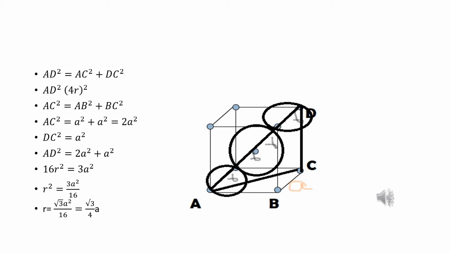AD square value is 4R square, equal to 2A square. AC square is 2A square, plus DC square is A square. So 16R square equals 3A square. We calculate R square: R square equals 3 by 16 A square. That is R equals root of 3 by 16 A square. Taking the square root, R equals root 3 by 4 into A.